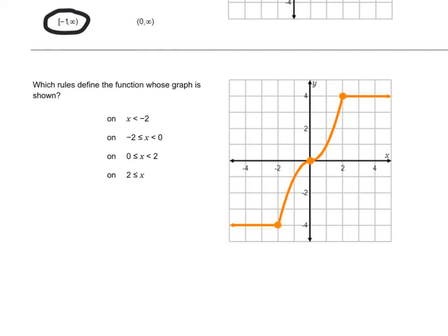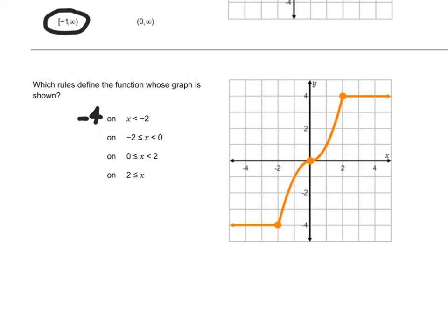All right, and then it says, which rules define the function whose graph is shown? So here's what I've got. When x is less than negative 2, so here's negative 2, when x is to the left of that, I want to write down the function for this. The function that's less than negative 2 is a horizontal line, and that value is negative 4.